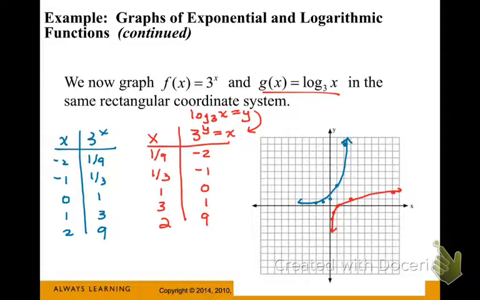Another way that we can check that we graphed this correctly: remember that if we have inverse functions, they have to have symmetry over the line y equal to x. Notice if I were to fold that blue graph over that line, it would match up perfectly with the red graph, proving that these are actually inverse functions.